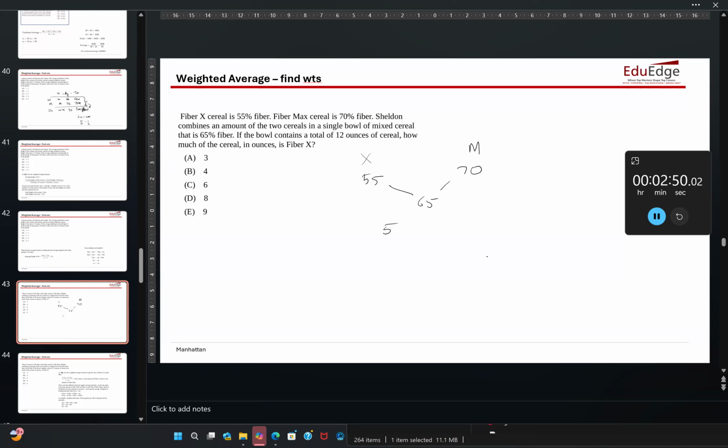Okay. 5 is to 10. Correct. Total is 12. So 1 is to 2. So total is 12. So what do they want? X. X is 1 by 3 of 12. So answer is 4. I got it.